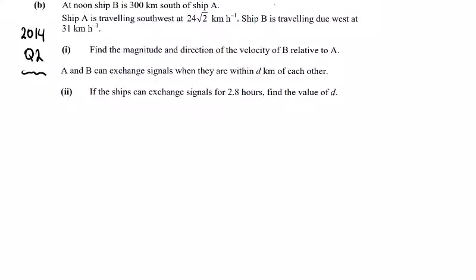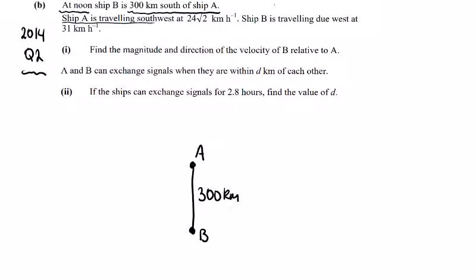2014 Relative Velocity Question 2 Part B. At noon, ship B is 300 kilometers south of ship A. Okay, we'll start with a drawing here. Ship B is 300 kilometers south of ship A. So we have ship A and ship B, and we have 300 kilometers.